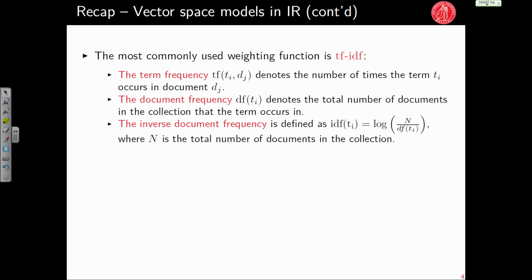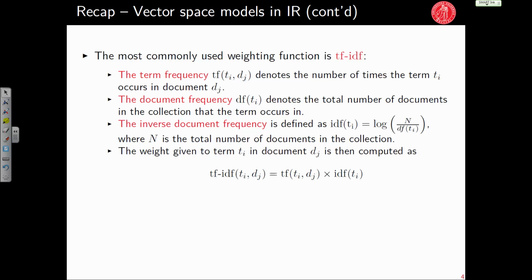So the final function would then be the multiplication of the term frequency and the inverse document frequency. And the idea behind why this kind of weighting function would work: let's take two words. Let's say we're looking at "artificial" and the pronoun "I", for example.